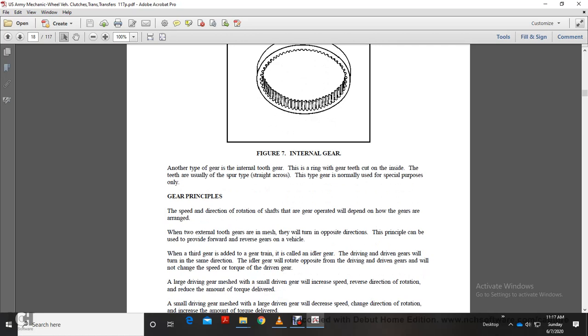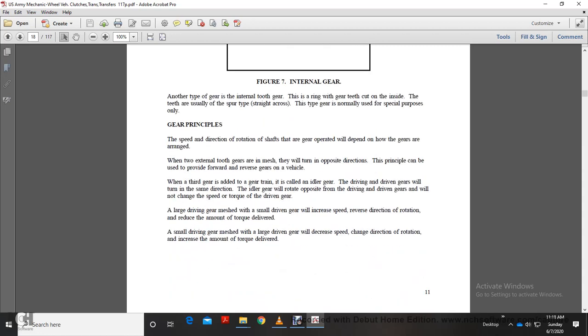Internal ring gear, internal gear. Another type of gear, the internal tooth gear, is a ring with the gear teeth only on the inside. They are usually spur type, and this type of gear is normally used for special purposes. Gear principles: speed, direction, and rotation of the shaft of the gear depend on how the gears are arranged.